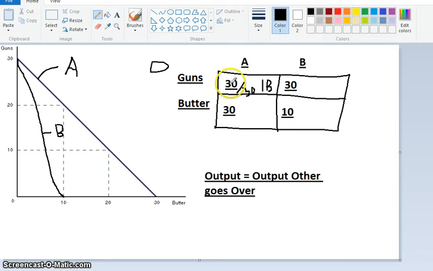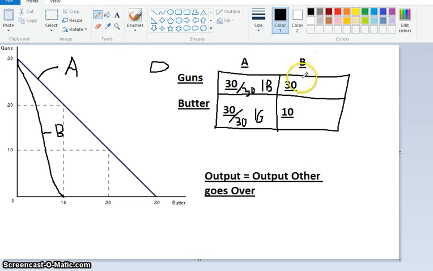Now we do the same thing. Well, we're at 30 butters for A. Their other number is 30. So 30 over 30. And this is not 1 butter now, but 1 gun. So when they make a butter, they give up 1 gun. And this should be true because the reciprocal of 1 is 1. Remember, these two numbers will always be reciprocals.